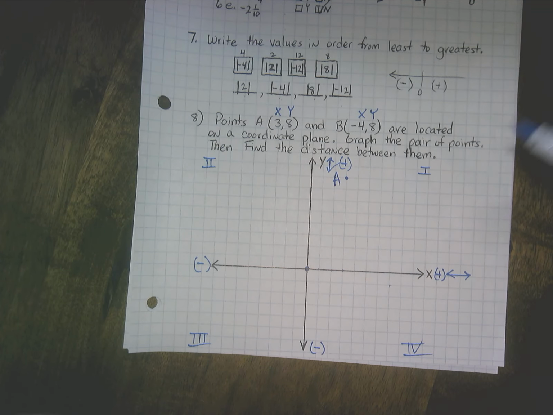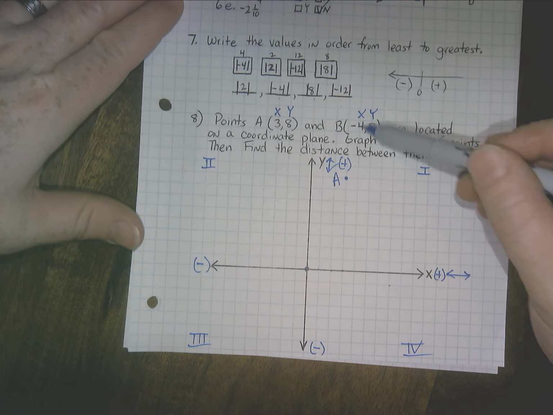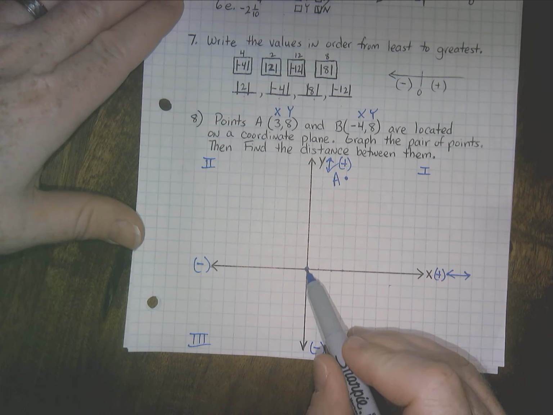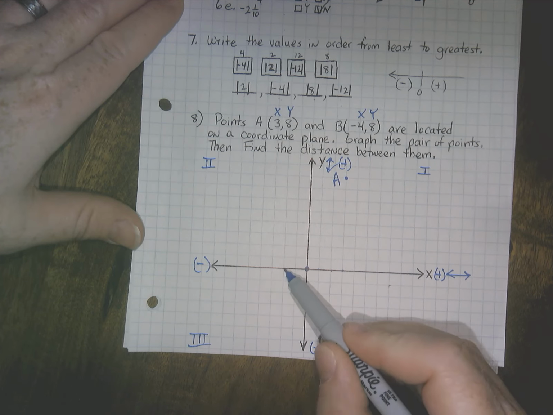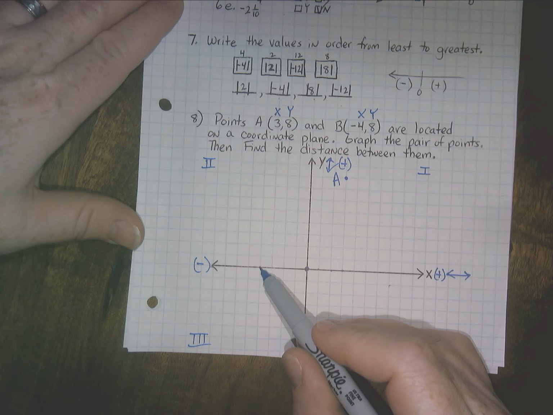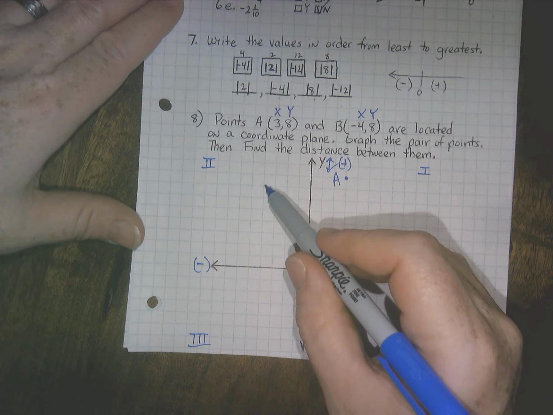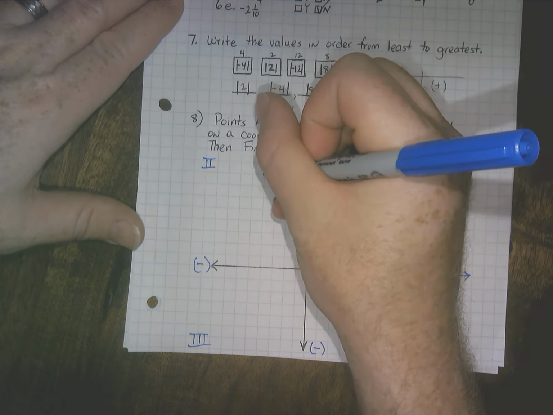Now, B, negative 4, 8. Negative 4 is on the x. Now, negative 4 is negative, so we're going to go in this direction. 1, 2, 3, 4. So we're at negative 4 here. Now, we have to go to 8. 8 is positive, so again, we're going to go up. 1, 2, 3, 4, 5, 6, 7, 8. And we're going to label that B.